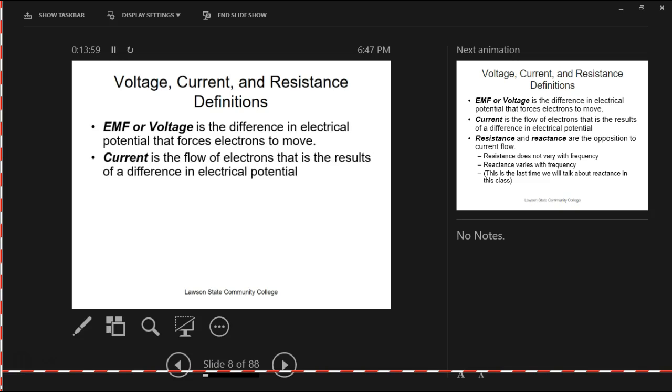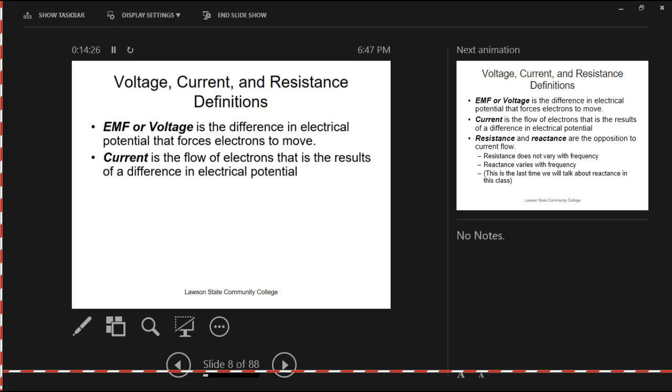Current is the flow of electrons. That is the result of the difference in electrical potential. So anytime something moves, you've got to have a difference of potential, even for wind to blow, right? You understand? So our wind usually blows from high pressure to low pressure. That's what creates wind. It's only when we mix them together right there that we get big problems.